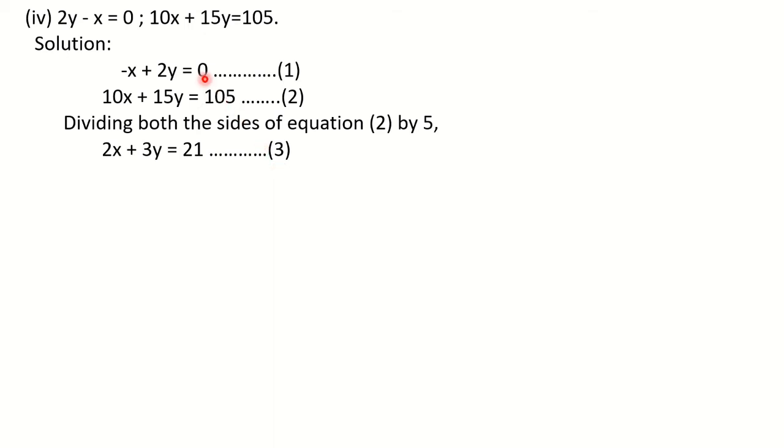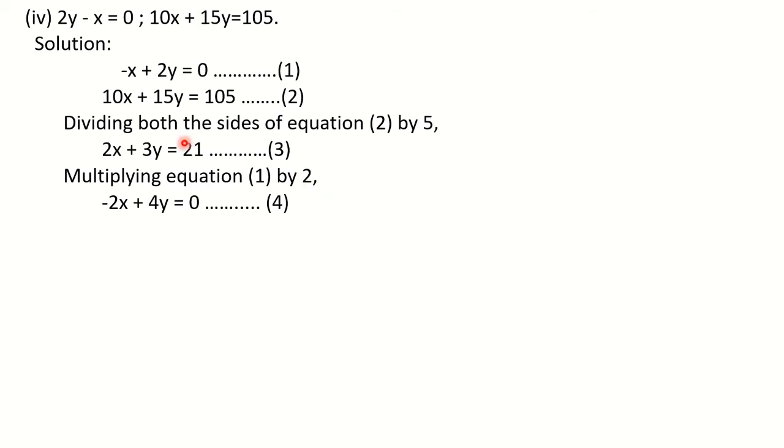Now consider equation number 1 and equation number 3. Observe the coefficients here. If we try to equate the coefficient of y, we would have to multiply both the places. Instead, we can multiply equation 1 by 2, so that the coefficients will be equal. When I multiply here by 2, what am I going to get? Minus 2x plus 4y is equal to 0. Again a new equation is formed, so I will give the next number, that is 4.